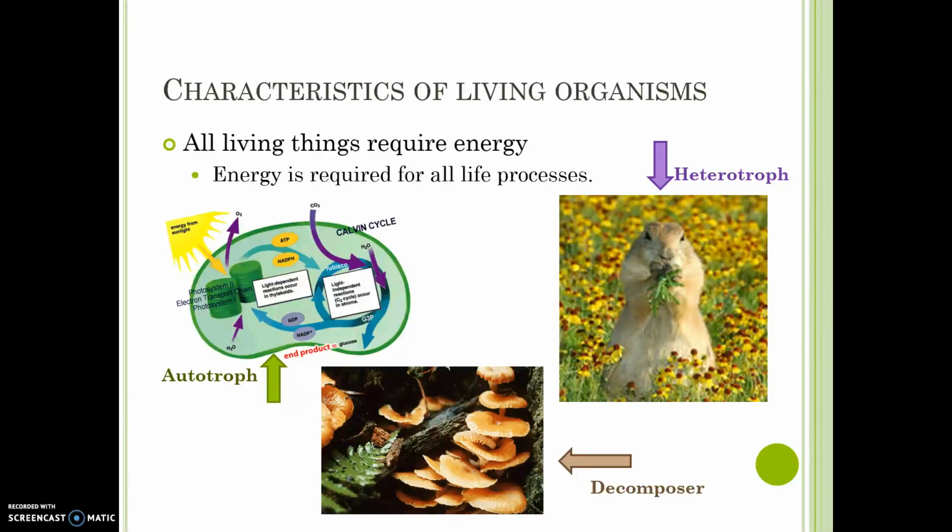An autotroph is an organism that produces their own food. Auto means automatically, troph is food. So autotrophs produce their own food and they get the energy from the sunlight. An example of an autotroph would be a plant. A heterotroph is an organism that has to consume other organisms for their energy. So they eat or take in other organisms to get energy. And an example would be this little gopher or an animal.